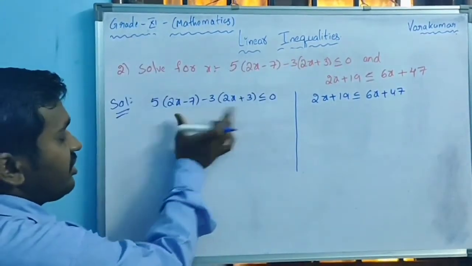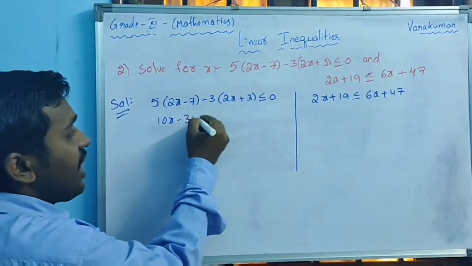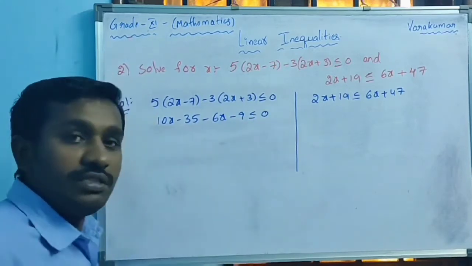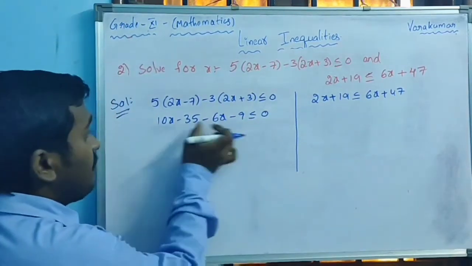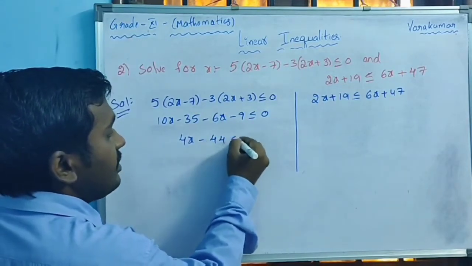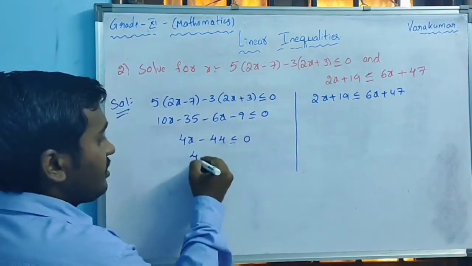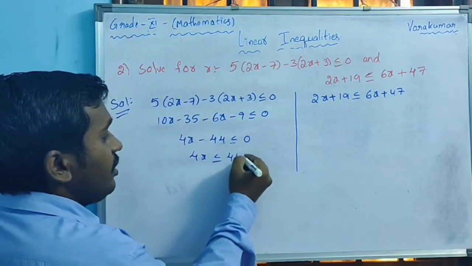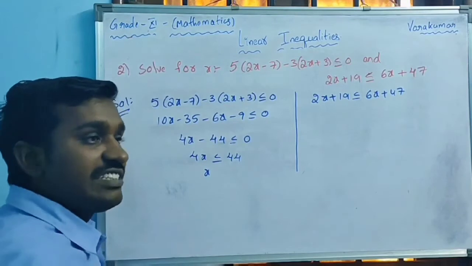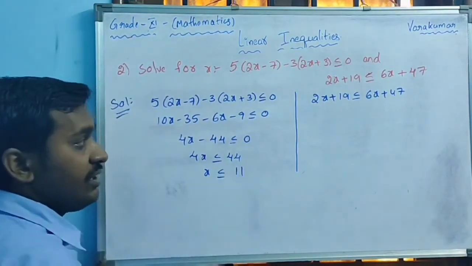Now I am trying to simplify this one. Open the brackets. If you open the brackets, 10x minus 35 minus 6x minus 9 less than or equal to 0. Now 10x minus 6x is 4x, minus 44 less than or equal to 0. Now 44 you carry to the other side. So 4x less than or equal to 44. Carrying 4 to that side, 44 by 4, which is 11. So x less than or equal to 11.